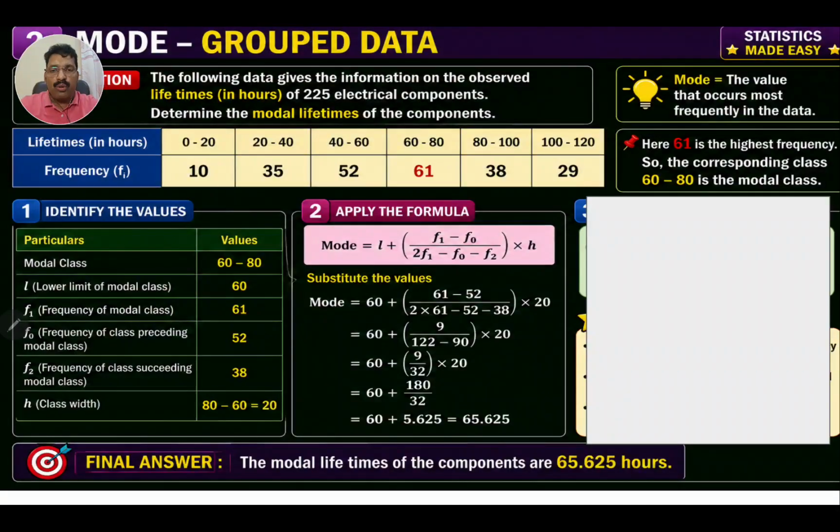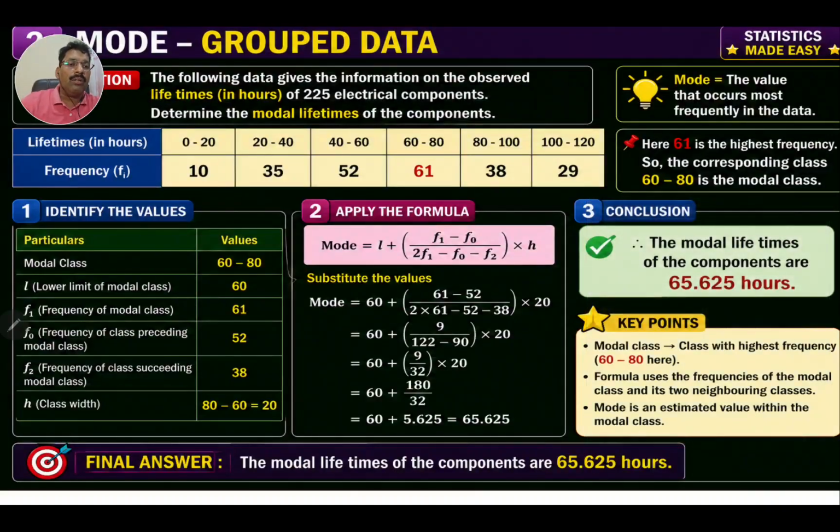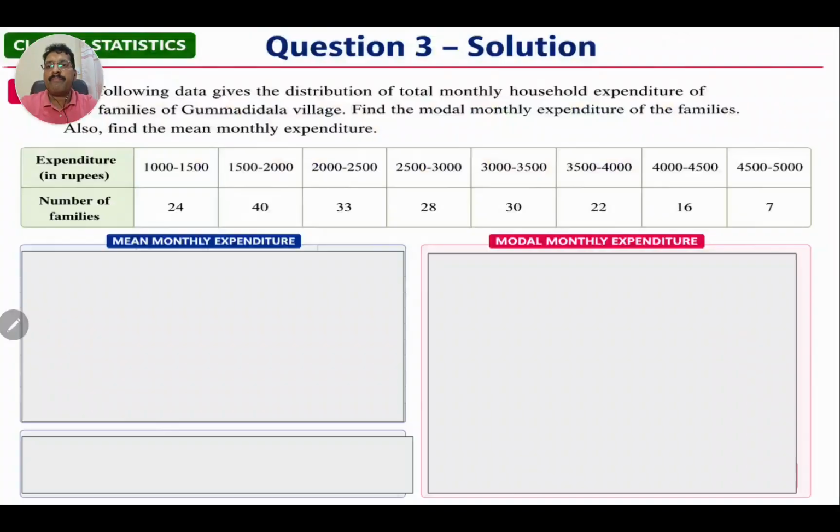The mode formula we already know: l plus f1 minus f0 by 2f1 minus f0 minus f2, into h. Substituting all the values, the l value and f1, f0, f2 and h values, and simplifying, we got the answer 60 plus 5.625, that is 65.625. Now the modal lifetime of the components is 65.625 hours. Like that we have to find.